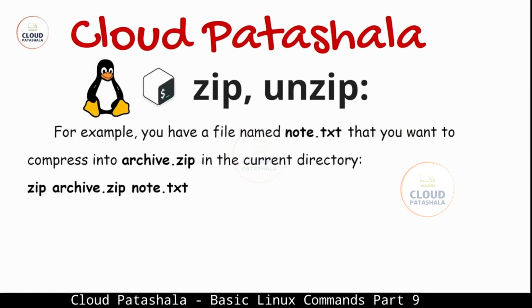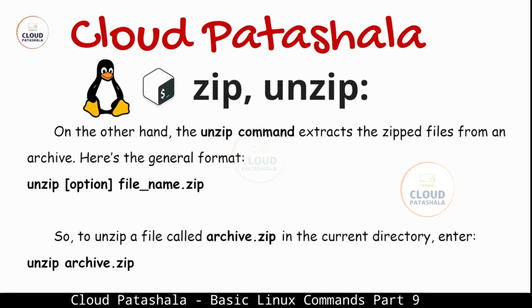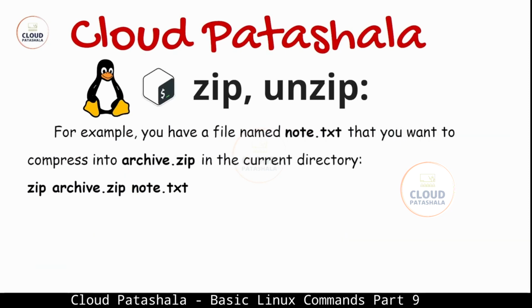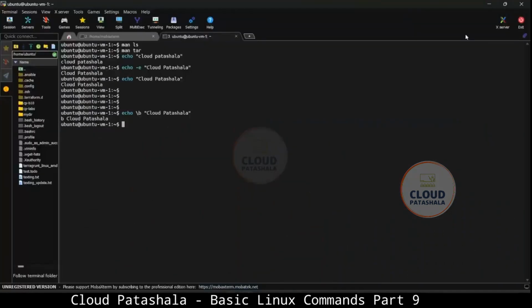So this is something like, for example, if you have a file named note.txt and you want to compress that into archive.zip, all you have to do is provide zip, the new file name or the zip file, that is archive.zip, and then you give the actual file that has to be zipped, that is note.txt. Let's look at an example for this.